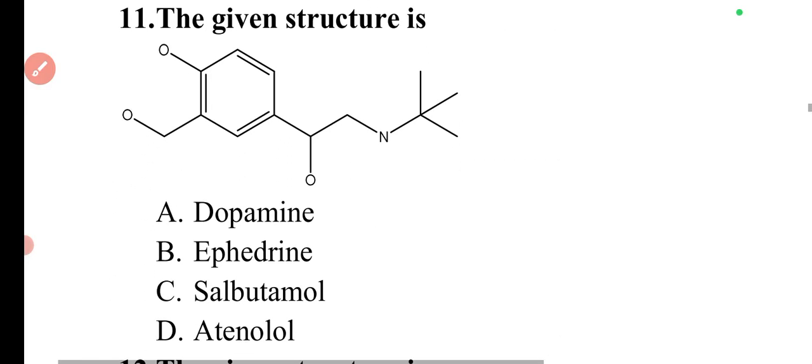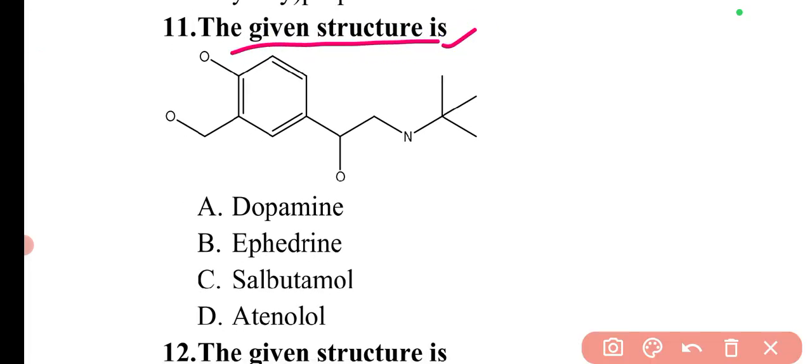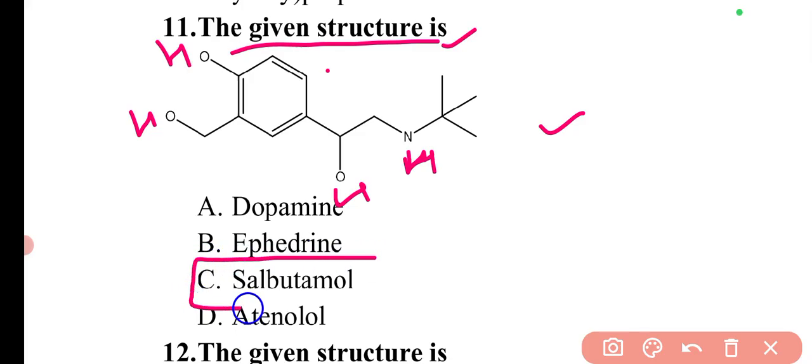Now we can move to another question. The question is, the given structure is for what drug? So this is the structure. Here we have a benzene ring, an OH group, and another OH, and this is also OH, this is NH. There can be a few problems because the question has been taken from an app. Basically the given structure is the structure of salbutamol. So here option C will be the correct answer.